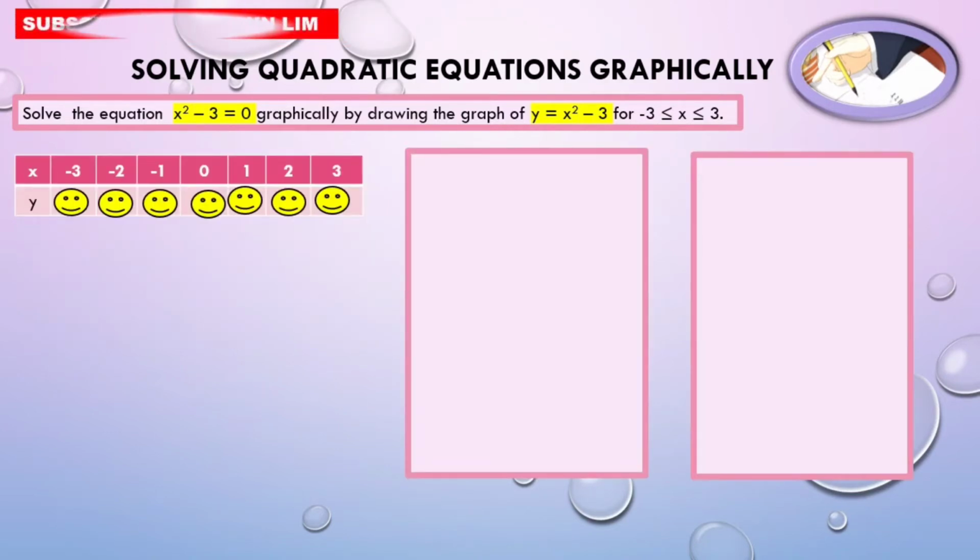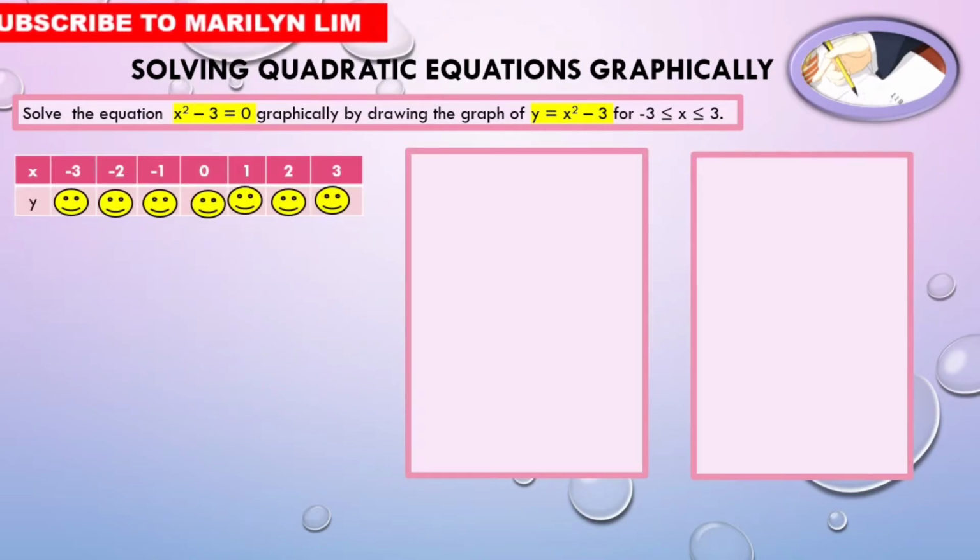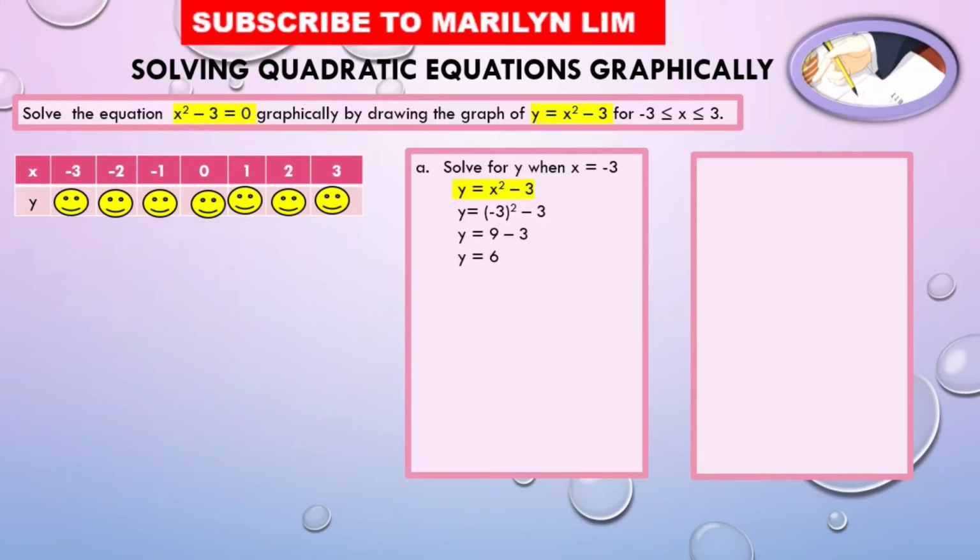So let's find the first value. If x is negative 3, just substitute negative 3 into the original equation. Our original equation is y is equal to x squared minus 3. So you just substitute, then simplify. Therefore, the value of y when x is negative 3 is 6. So let's proceed. What if x is equal to negative 2? Then we have y as 1.